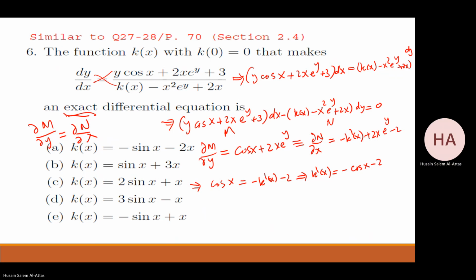Be careful with the calculation. I have y cosine x plus 2x plus 3 minus k of x. Everything was written okay. Now, partial n with partial y, I have cosine x plus 2x e to the power y. Partial n with partial x, I have what?